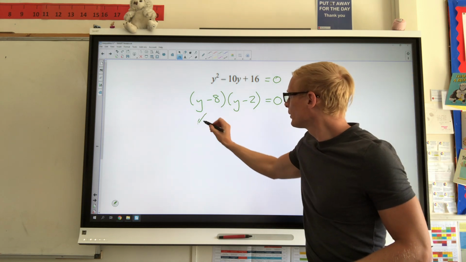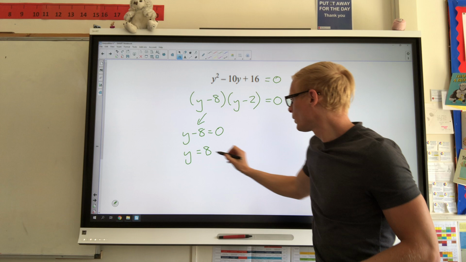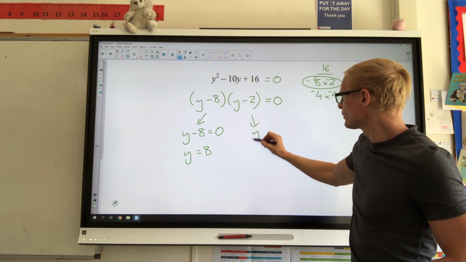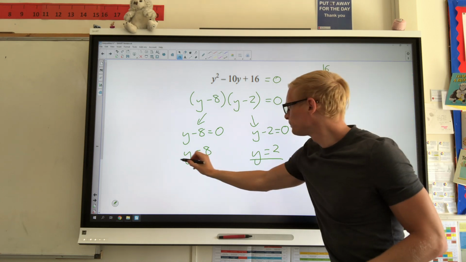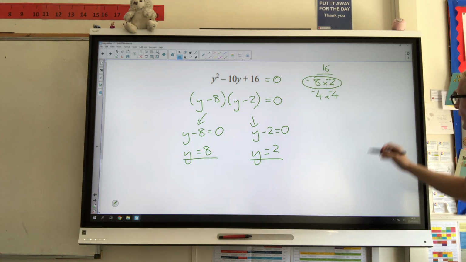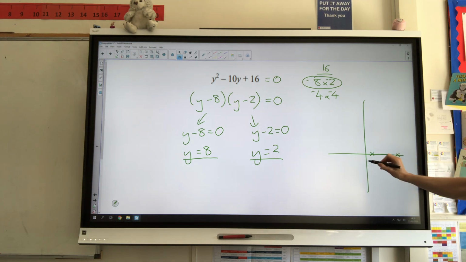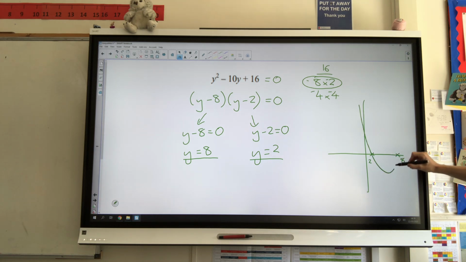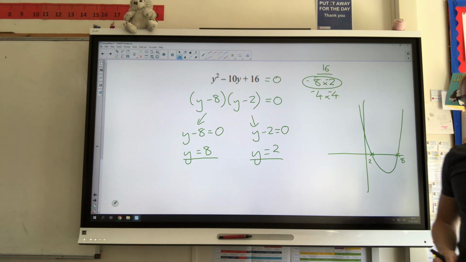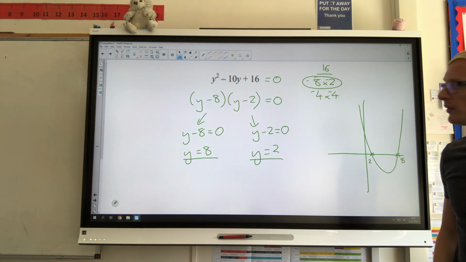In terms of solving, we've got these two solutions. So that's solved. And then in terms of sketching, we've got solutions of 2 and of 8. So our quadratic here is going to look like that. And again, I'd like you to copy that one down in the same way that you would have done with the previous one.